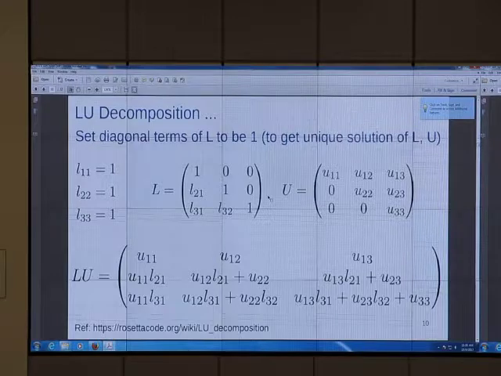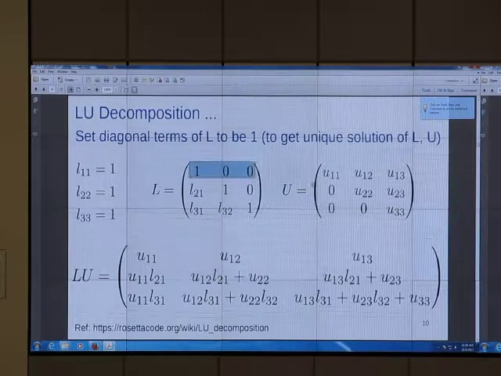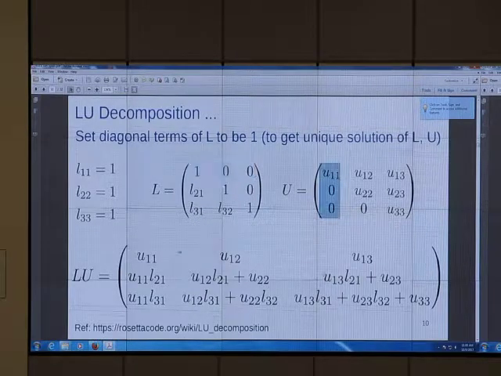So L multiplied by U. L is 3 by 3, right? U is also 3 by 3. If we do the top left, what we do is row multiplied by column. Good. So first row multiplied by first column, we have 1 multiplied by U11, and 0 multiplied by 0, plus 0 multiplied by 0. So we get that. Okay.